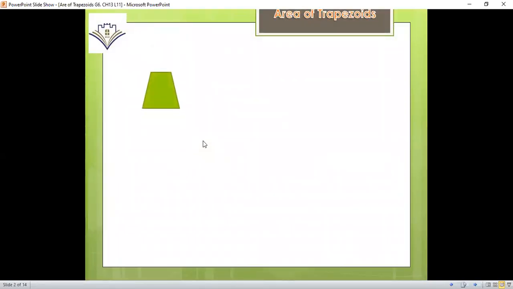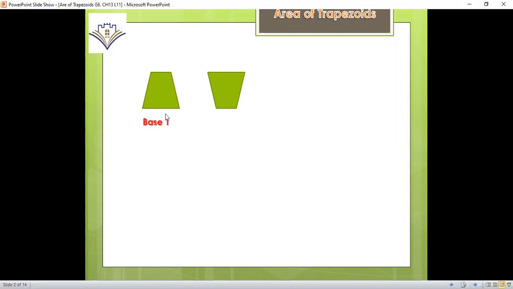What is that shape? It's a trapezoid. It's our original trapezoid. We have another trapezoid, but it's a copy of it, and we rotated it by 180 degrees.